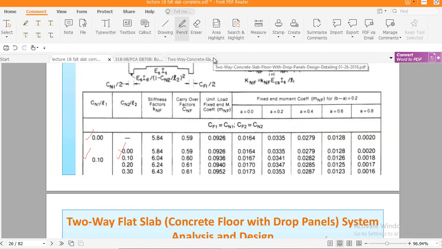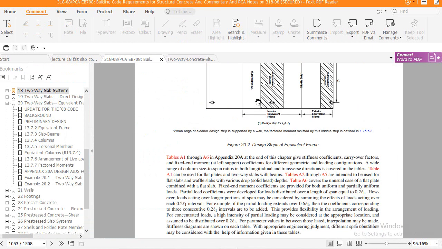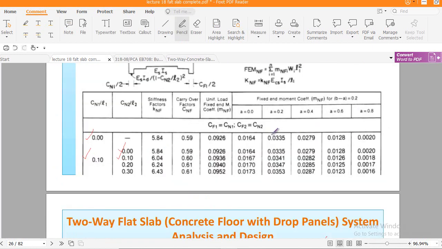Now here you see the next thing is a little bit tricky. And before we start, you see here the sections in this table.